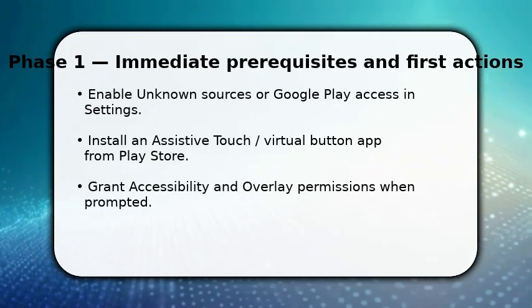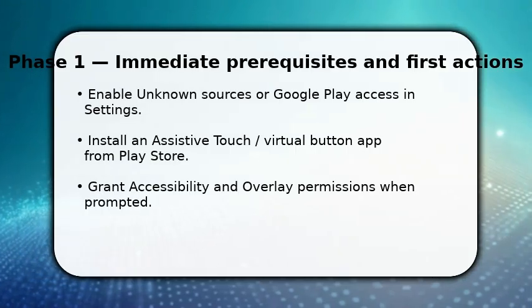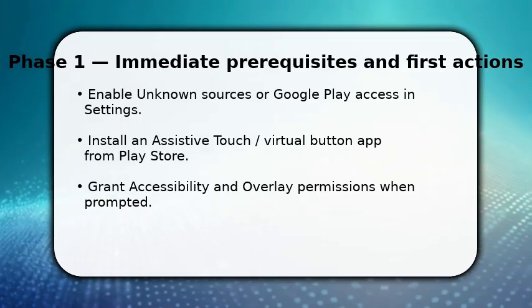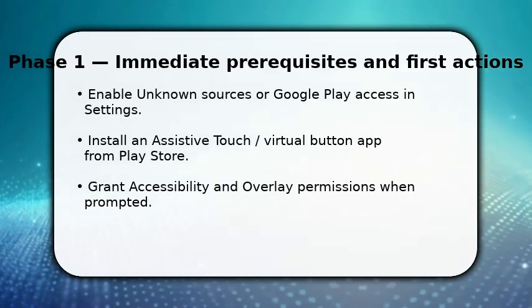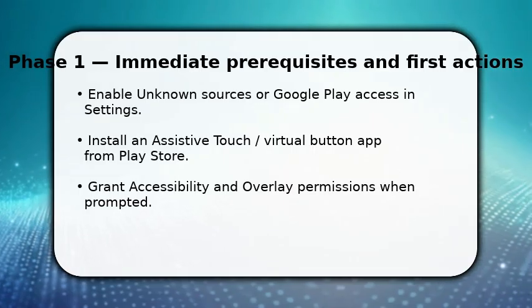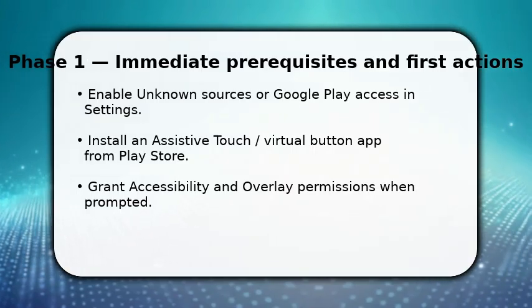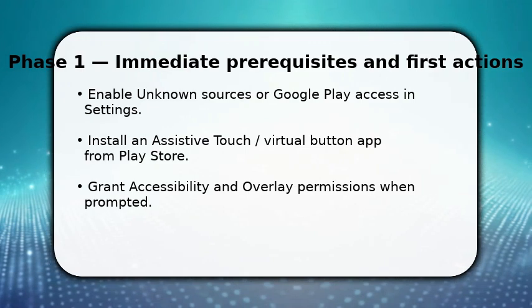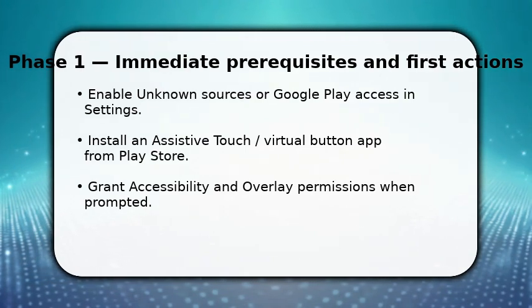Once installed, immediately grant the accessibility permission and the draw over other apps permission. These let the floating button interact with the system. Make sure battery optimization is disabled for the app so it stays visible. Now you have the app ready to configure.